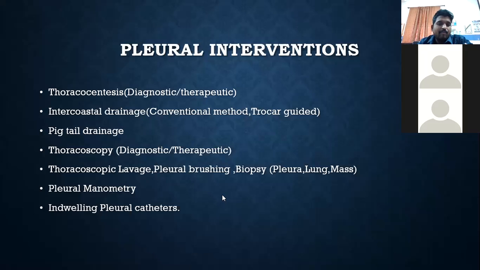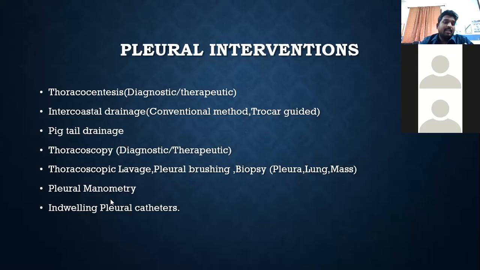For example, if you see a nodule very close to a large vessel or something like that, in that case brushing will be very helpful. Of course, biopsy we can do with the pleura and lung, or any mass which is seen in the vision of thoracoscopy, you can do a biopsy. And these two things are very important.